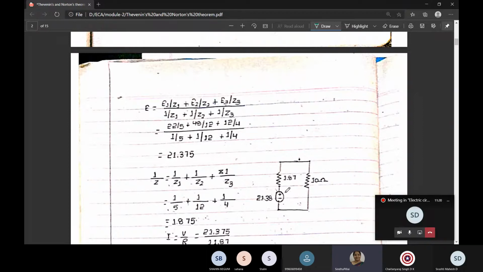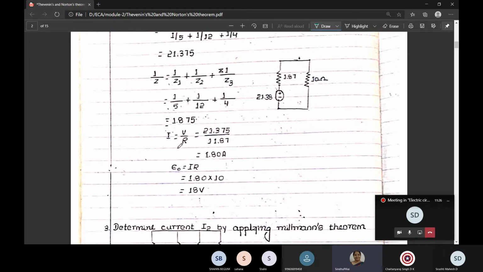Fine. Next we want the series resistance. So 1 by Z is 1 by Z1 plus 1 by Z2 plus 1 by Z3, and you'll get 1.875. This is the equivalent circuit. After finding the equivalent voltage and its series resistor, you have to compulsorily draw the equivalent circuit. So this is the equivalent circuit. This should be done compulsorily.